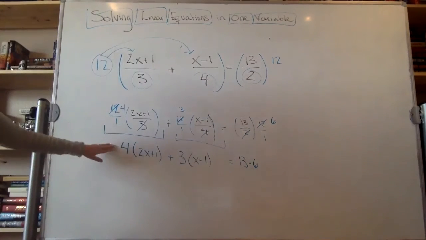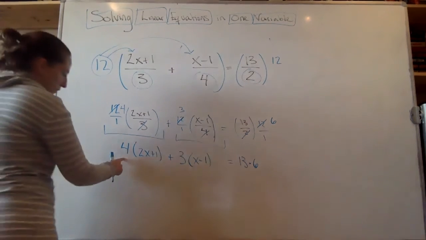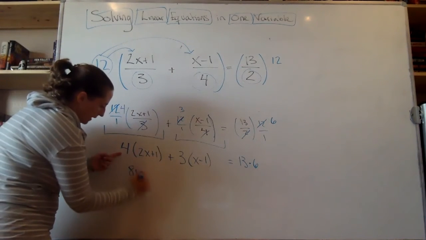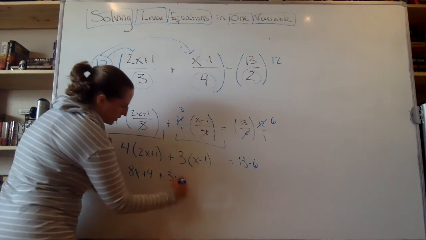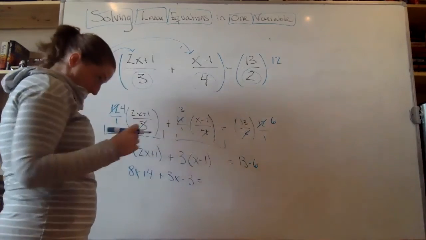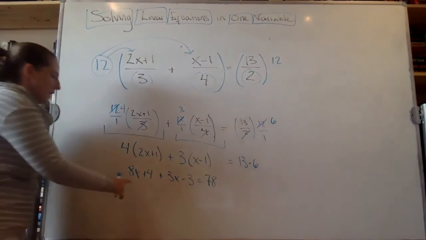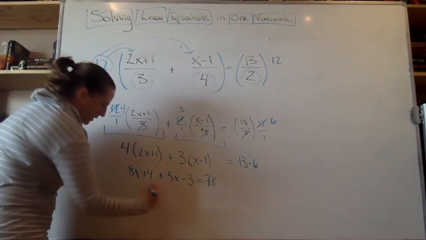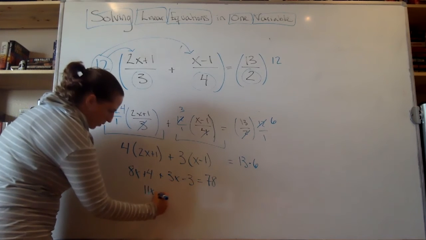All right. Now look, we're left with an equation that no longer has any fractions in it, which is really nice. So from here, we're going to proceed like we did with the last example. I'm going to distribute. 4 times 2x is 8x. 4 times 1 is 4. 3 times x is 3x. 3 times negative 1 is negative 3. 13 times 6 is 60 plus 18, 78. Right? Now I'm going to collect like terms. 8x plus 3x is 11x. 4 minus 3 is 1.